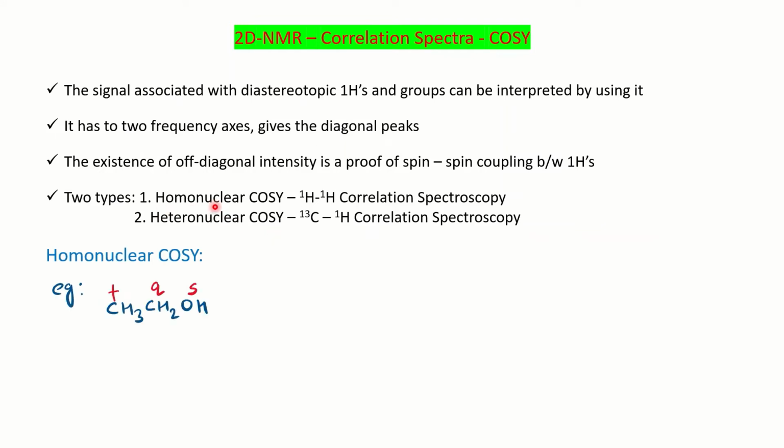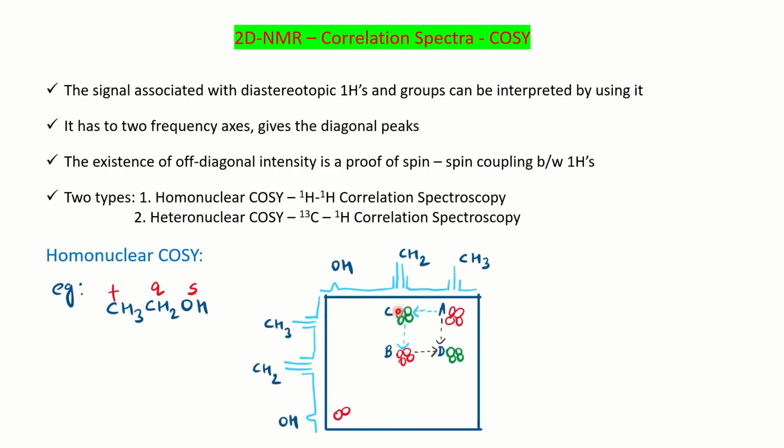We'll discuss first homonuclear COSY by taking the simplest example, ethanol, though we don't need any 2D for ethanol, but just for the explanation's sake, to understand it, we'll take this example. And this is how the two-dimensional NMR looks. You have two frequency axes, on the x-axis and y-axis. Since we are talking about homonuclear here, both nuclei are the same.